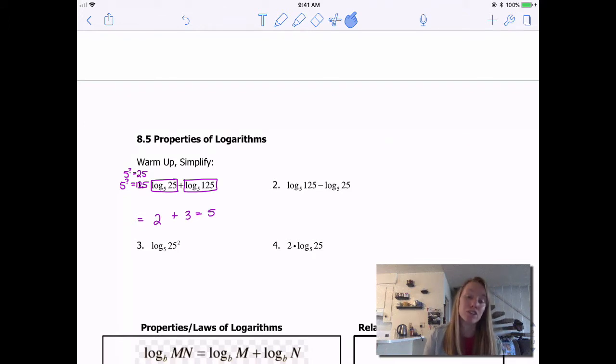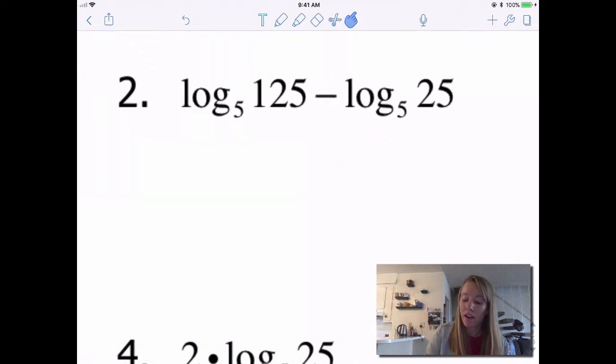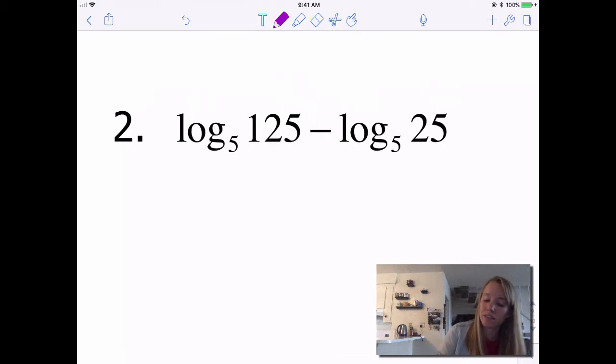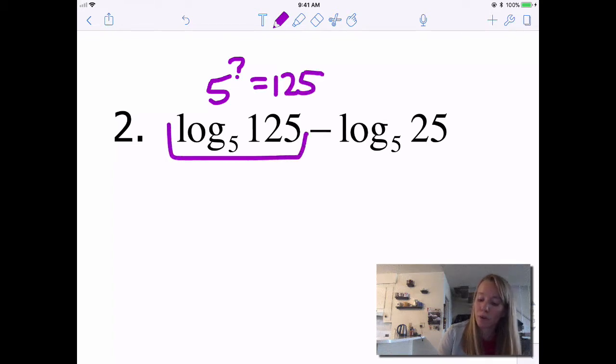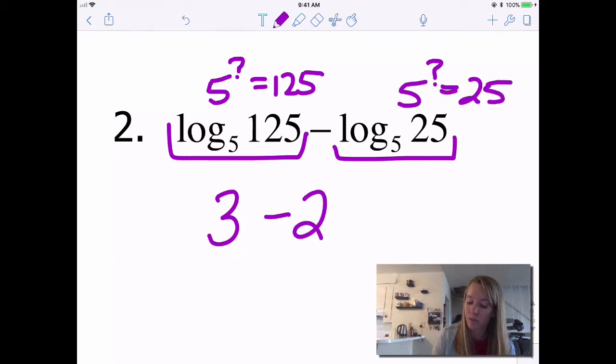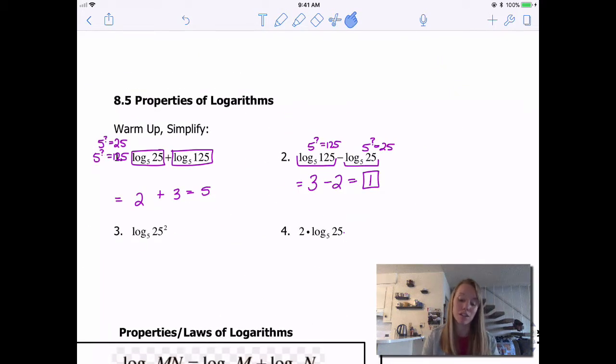If you want to pause the video and try the rest of them, you can, or if you want to watch one more with me, that's fine. I've got log base 5 of 125 minus log base 5 of 25. Remember that this is 5 to what power gives me 125. That's like one number. What is the exponent there? That's 3. And then minus, what is the exponent there? 5 to what power, because logs equal exponents, equals 25? That is 2. So 3 minus 2 is just 1. So our answer is just the number 1.